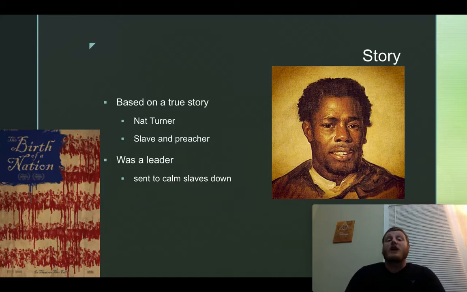So Nat began to preach to the other slaves to kind of calm them down after the slaves had been getting a little restless. While out preaching, Nat was able to see some of the true horrors that some other slaves were having to endure. For example, one thing that he saw was a slave getting his teeth knocked out and being forced to swallow them. After seeing all these horrible things, Nat decided that his own slave owners were unjust. So Nat then led some rebellions against the slave owners, which ended up leading to his execution by hanging.